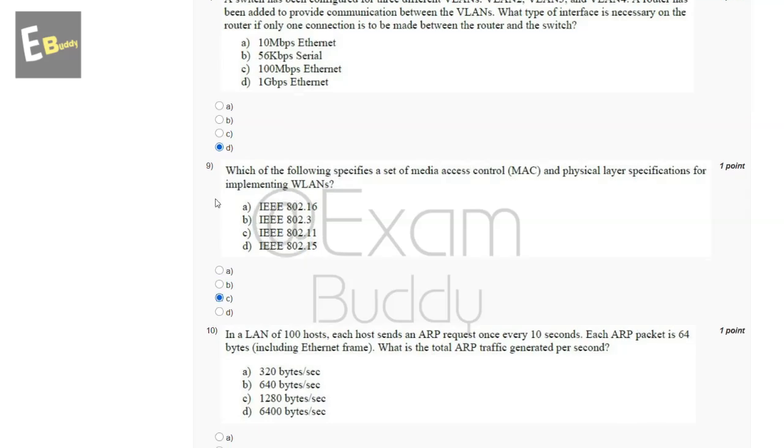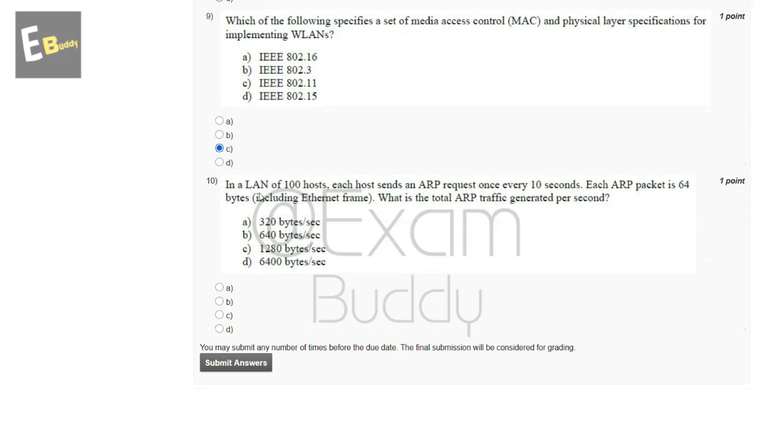And now let's go to our question number 10. In a LAN of 100 hosts, each host sends an ARP request once every 10 seconds. Each ARP packet is 64 bytes including the Ethernet frame. What is the total ARP traffic generated per second? So these are the options, and the answer of our 10th question is B, 640 bytes per second. Now submit your answer.